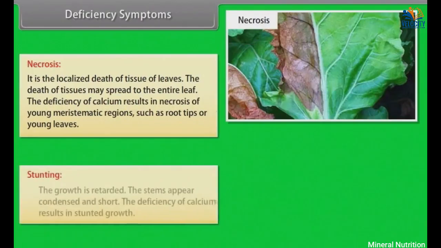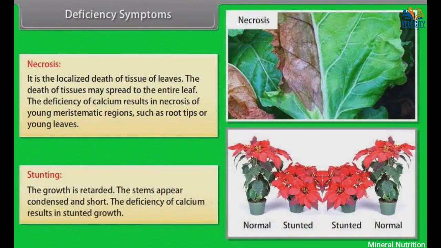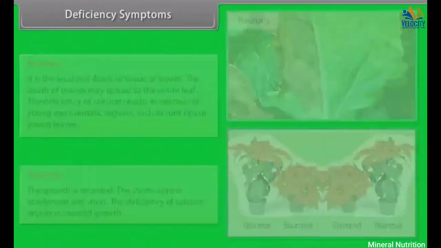Stunting. The growth is retarded. The stems appear condensed and short. The deficiency of calcium results in stunted growth.